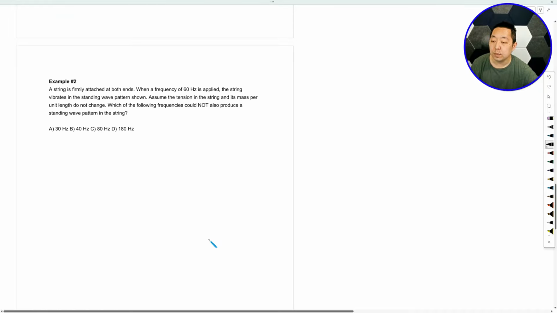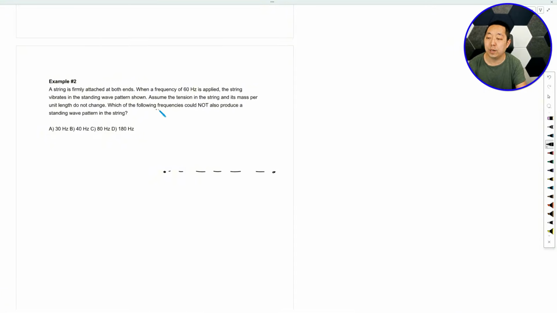Okay. Let's look at another one. A string is firmly attached at both ends and a frequency of 60 hertz is applied. The string vibrates in the standing wave pattern shown, or standing wave pattern, not one shown. Assume the tension in the string and its mass per length do not change. So that means the velocity is fixed. That's what they're telling you there. Which of the following frequencies could not produce a standing wave pattern in the string? So what they're saying is the frequency is 60 hertz.